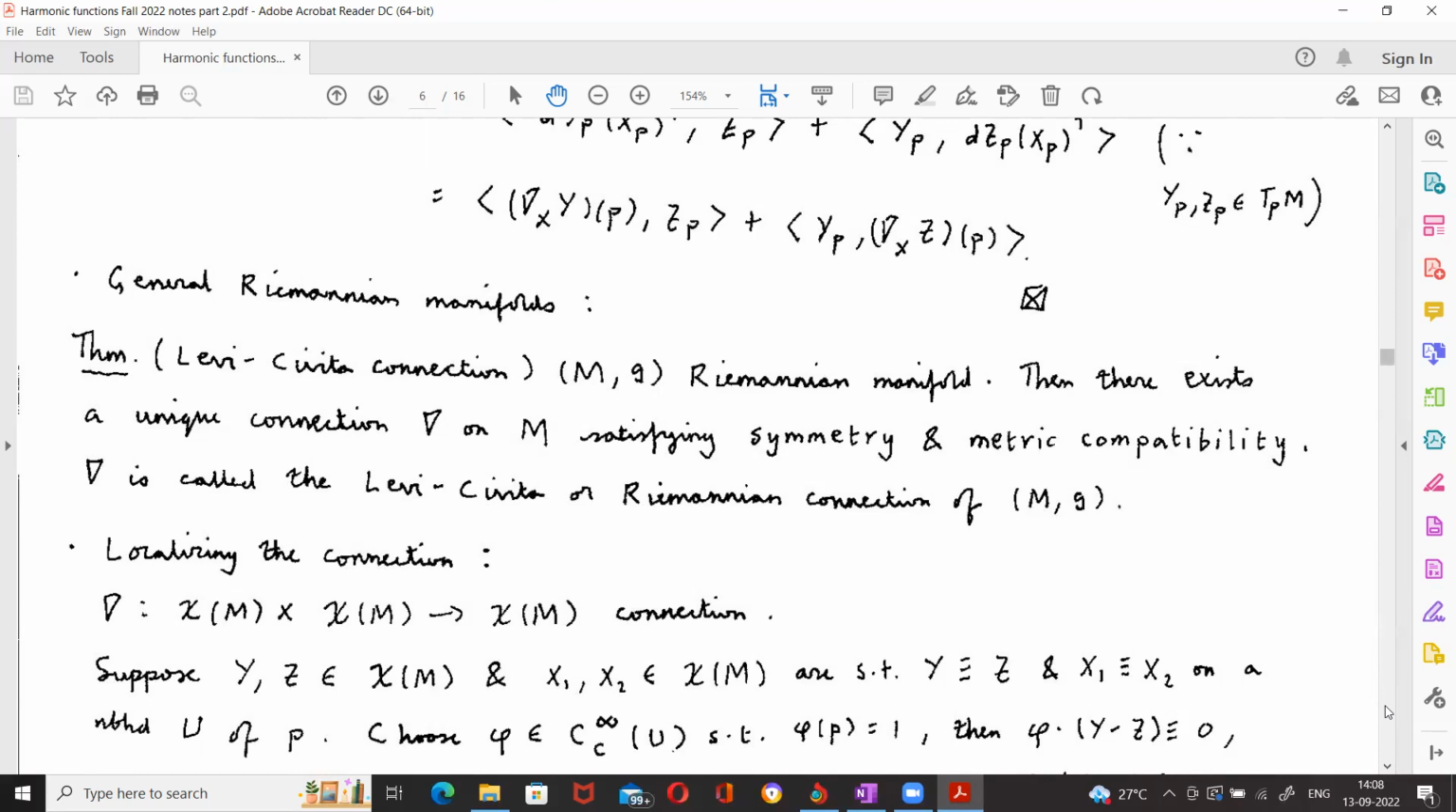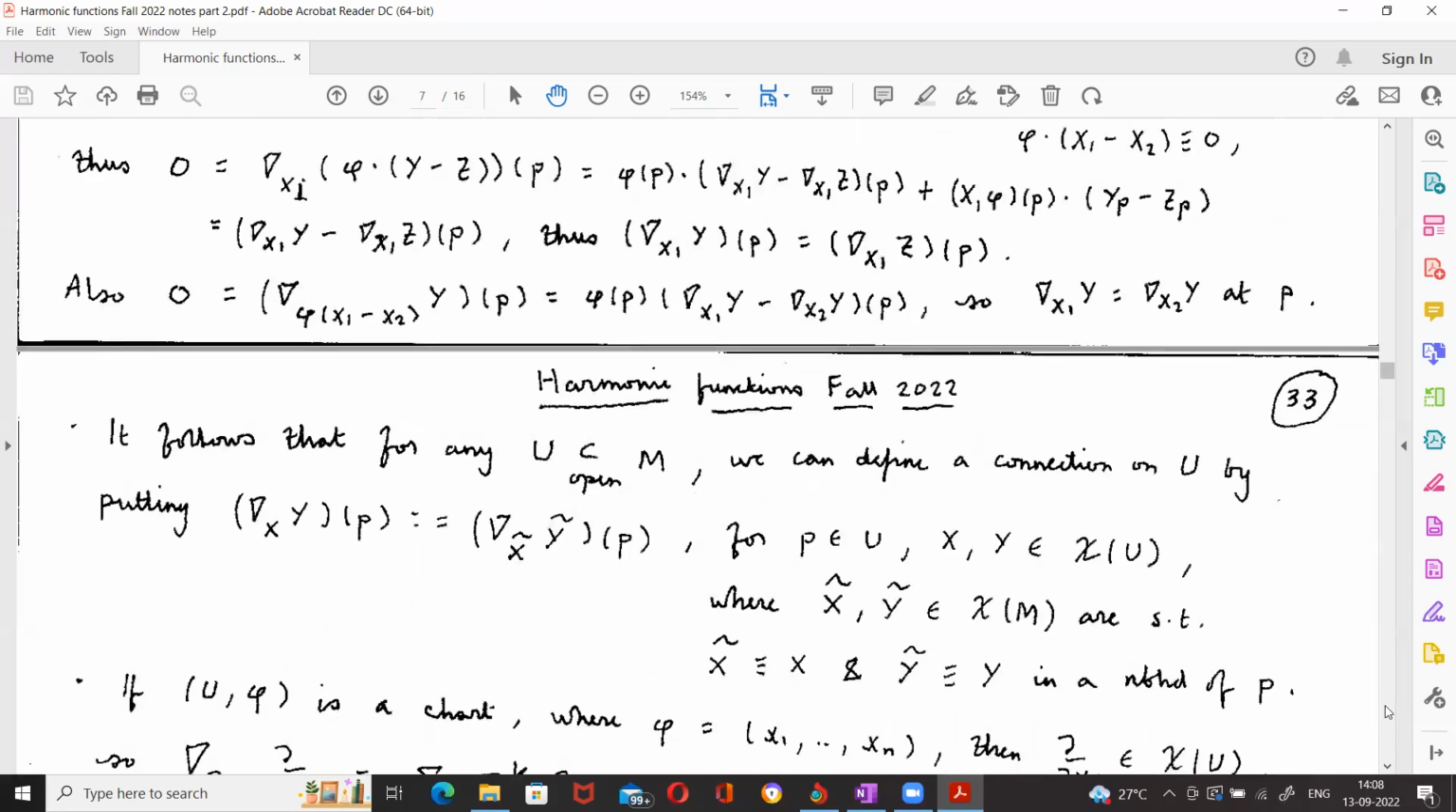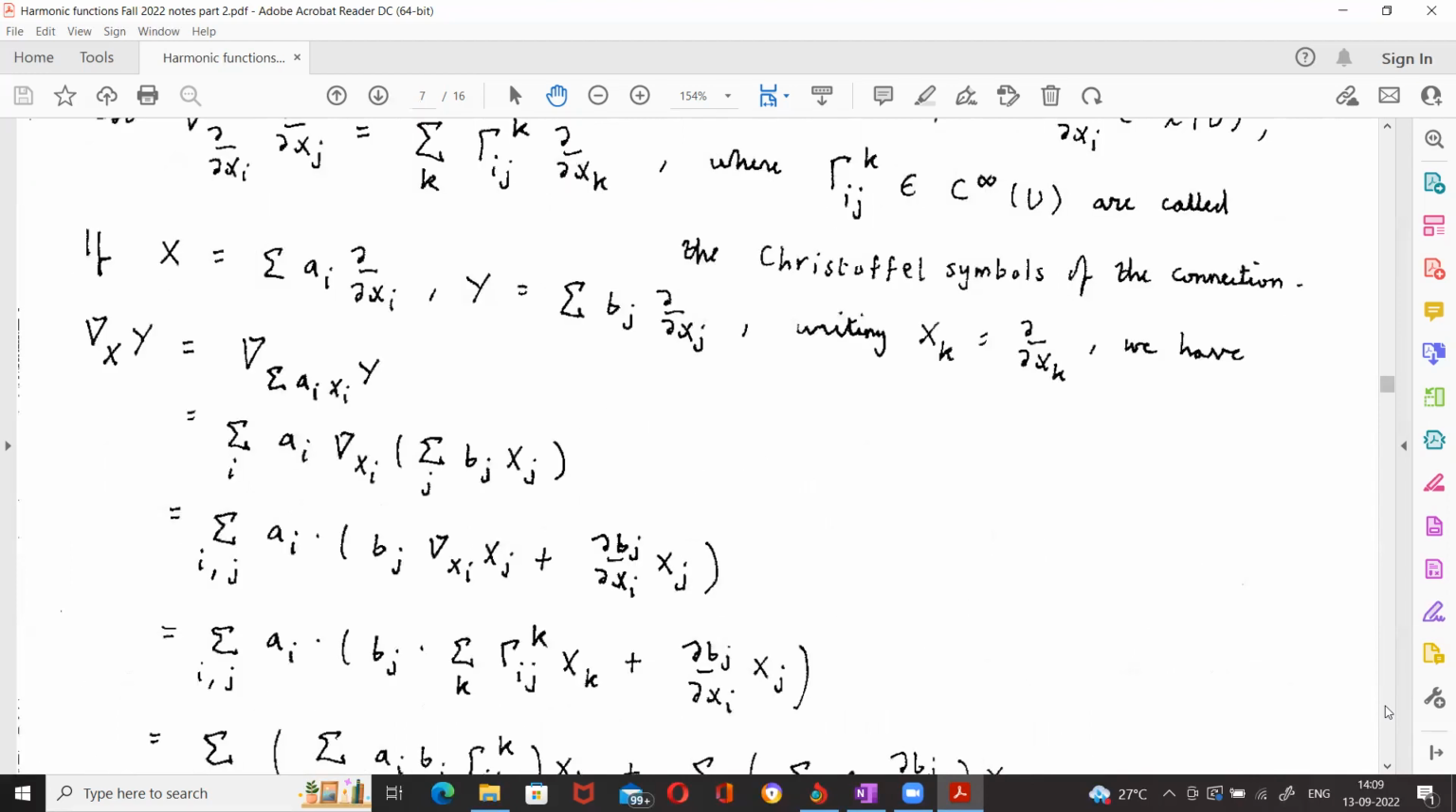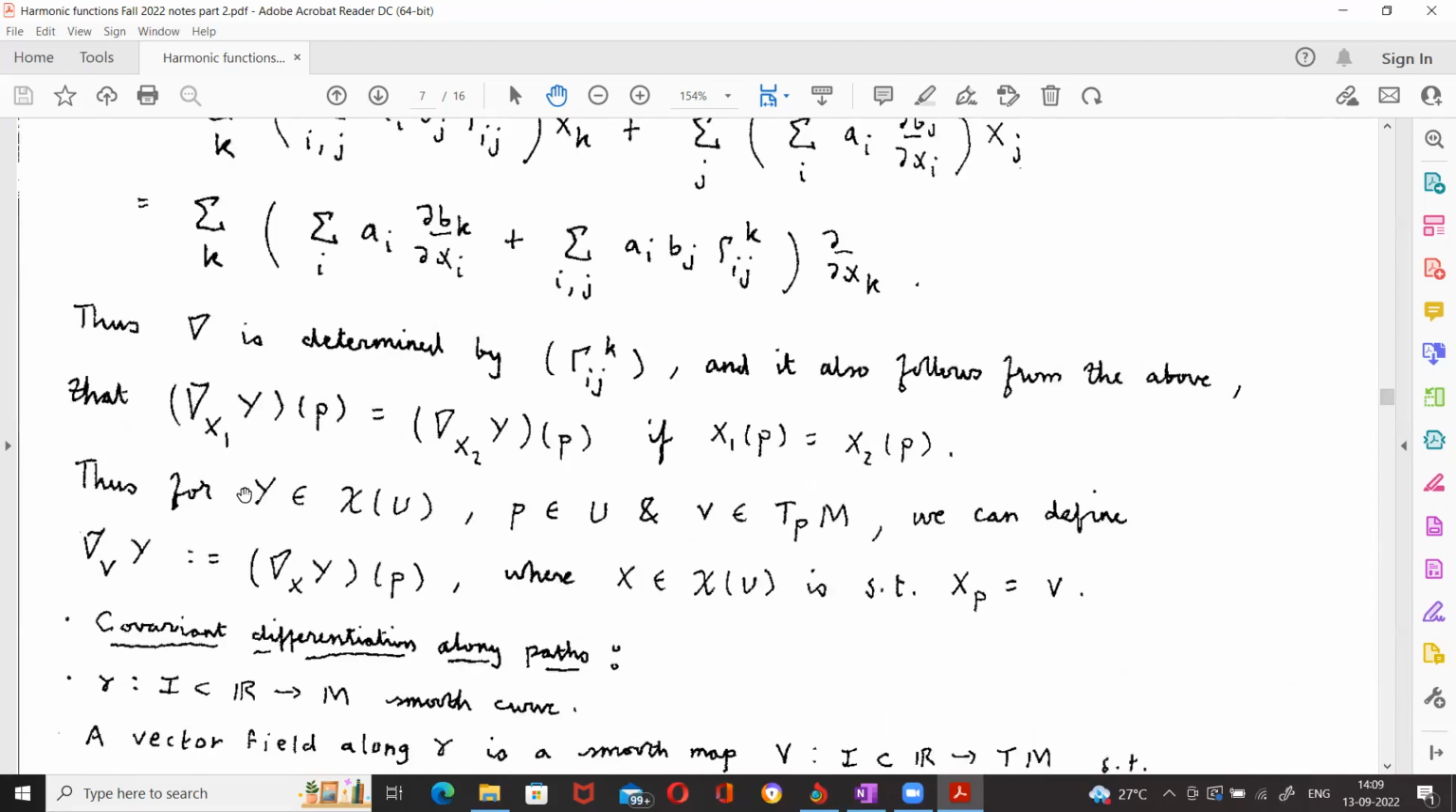And then, of course, we saw we can localize any connection. In the first variable, we can in fact localize the connection at a point, I mean at a tangent vector. And in the second variable, we can localize it to a germ. Yes, Utsav, you were asking about this, right? Okay. And then we talked about covariant differentiation along paths.